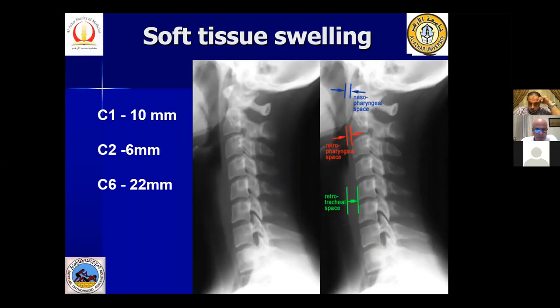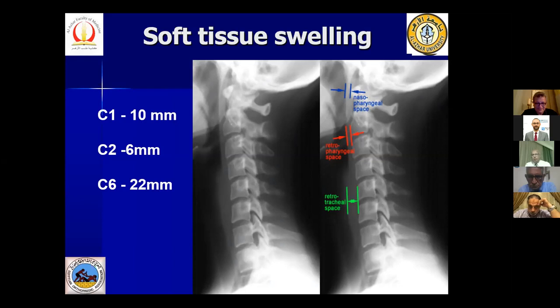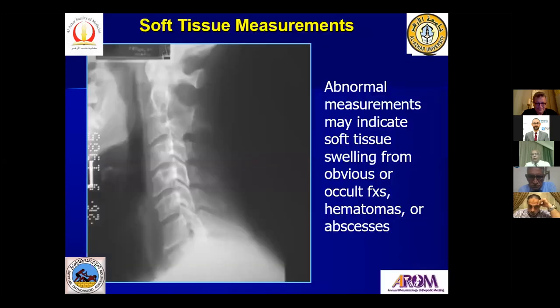Any difference from these can mean that there is a space occupying lesion, such as a retropharyngeal hematoma, retrotracheal space injury, or swelling. An abnormal measurement may indicate a soft tissue swelling from an obvious or occult fracture, like a hematoma, or the presence of an abscess. This is an example of retrotracheal swelling, as we mentioned. 2 6 6 2, so if here it is more than 2 centimeters, that means there is a space occupying lesion. This is the C2, C4 and C6.